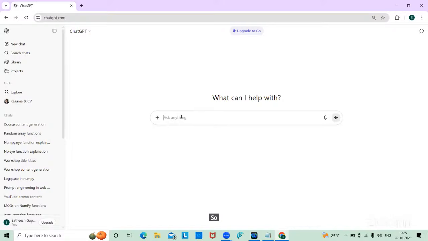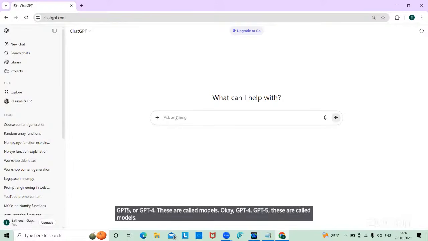ChatGPT is a chatbot. It uses an AI model. What is the model it uses? GPT-5 or GPT-4. These are called models.